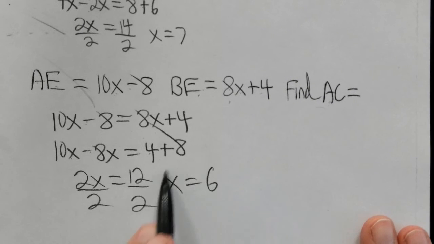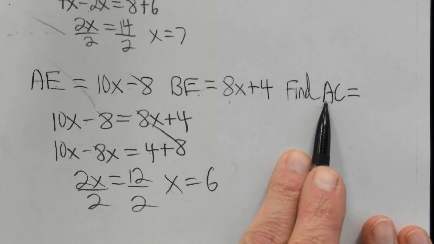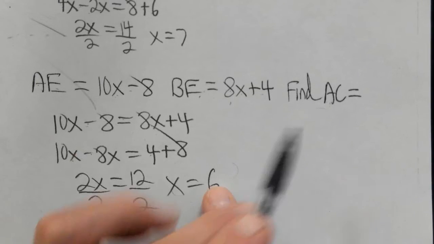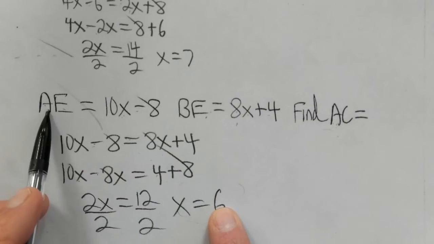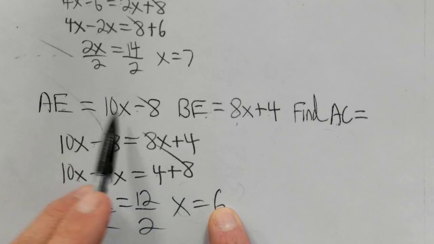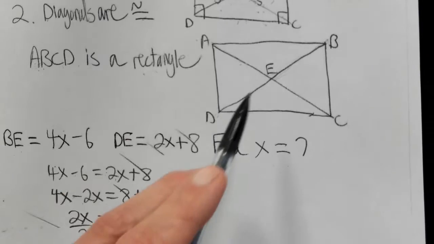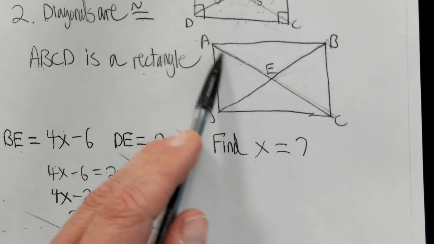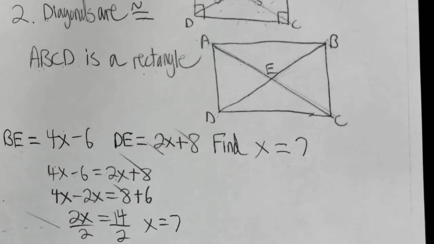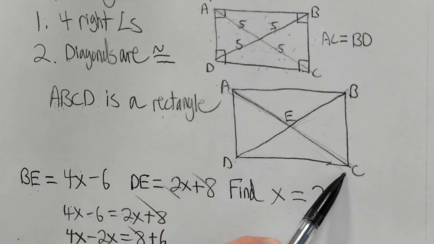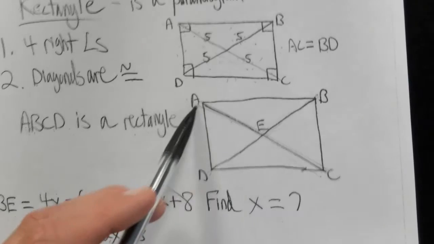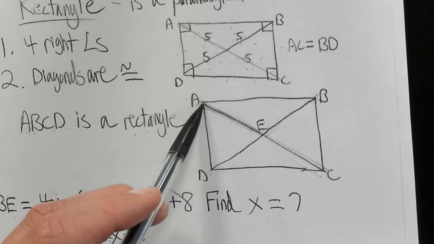If it asks for x, you're done. But if it asks for something else, make sure you get it. Now, they're asking me for AC. They did not give me AC in the problem in terms of x. AC is from here to here, right? Well, remember, AE is half of AC. So if I plug into AE, get that part, I would have to do it times 2, and that would give me the AC.